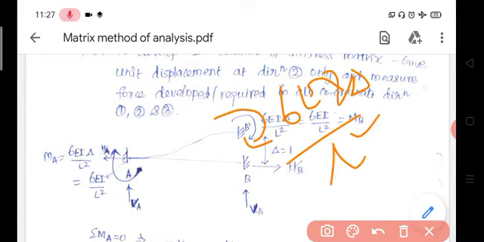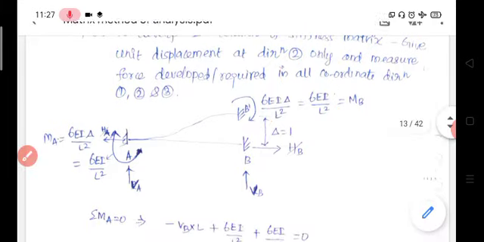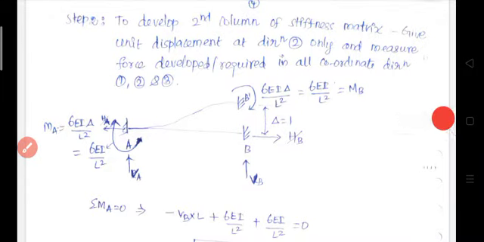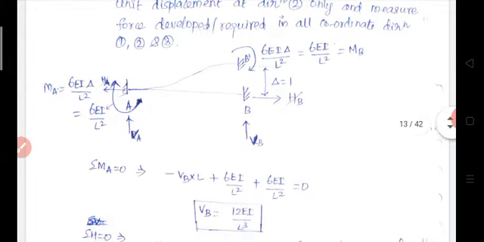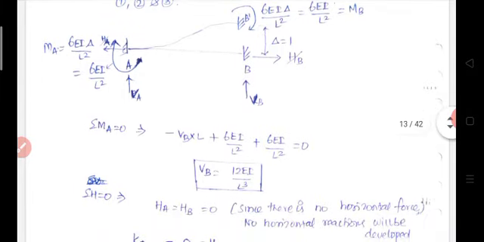If you give a delta displacement at support B, the induced moment is equal to 6 EI delta by L square. Then support A also has 6 EI delta by L square, both in the clockwise direction. In our case delta is equal to 1, we have provided unit displacement. Therefore, the moment induced is 6 EI delta by L square. Now measure the axial force at joint B, shear force at joint B and moment at joint B. For this we have to apply equilibrium equations.